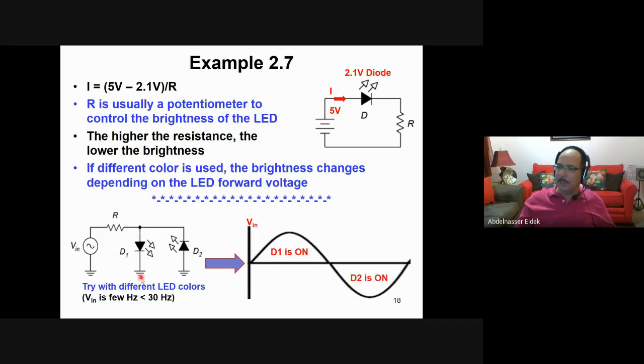If you have two LEDs like this, D1 and D2, then what happens if this, for example, is a sine wave? Then if you have a positive wave, like this, what happens?